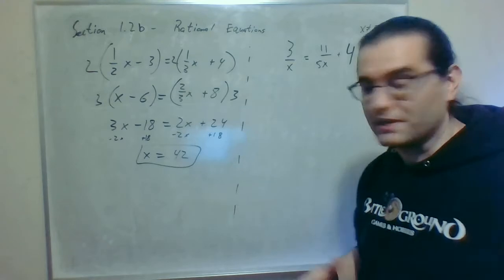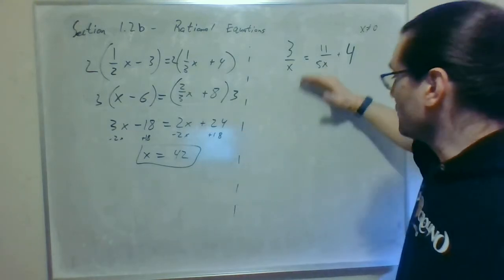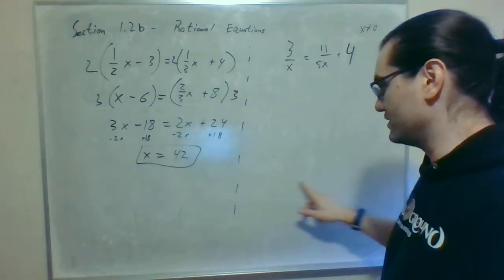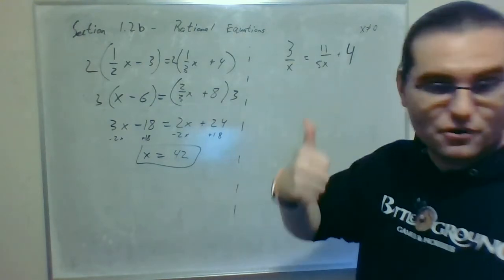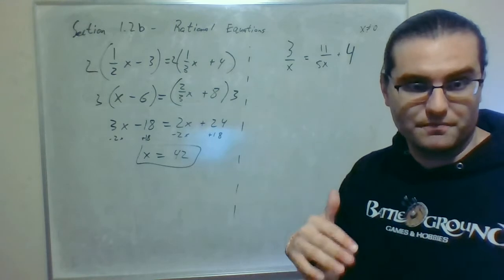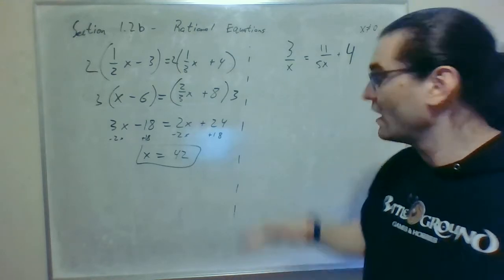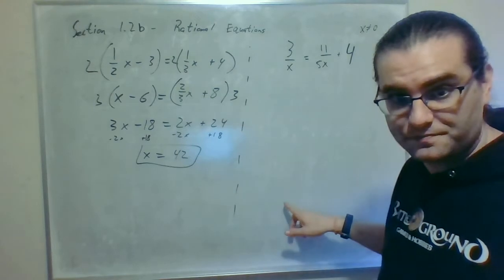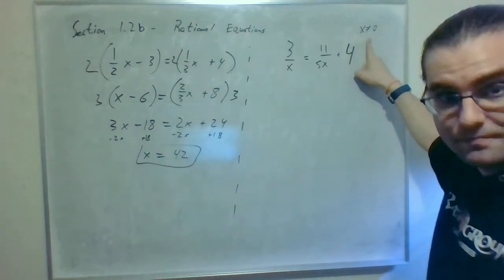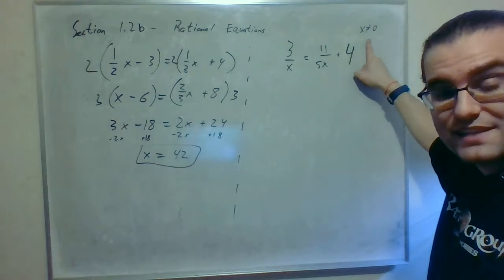So the thing we have to be really careful about is if we solve this equation and the solution is like, I don't know, x equals 10 or something, great, that's fine. That's not a problem. We can deal with x equals 10. If we solve this equation and it turns out that the solution is x equals 0, then we have a big problem because x can't be 0.